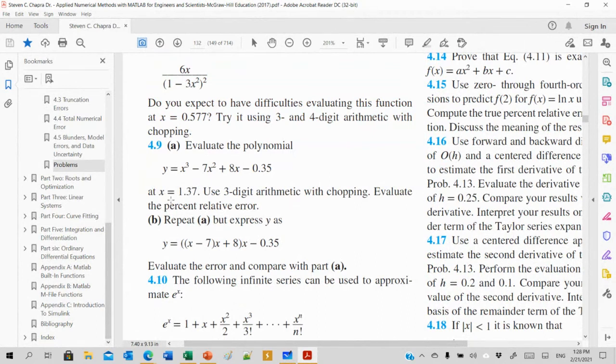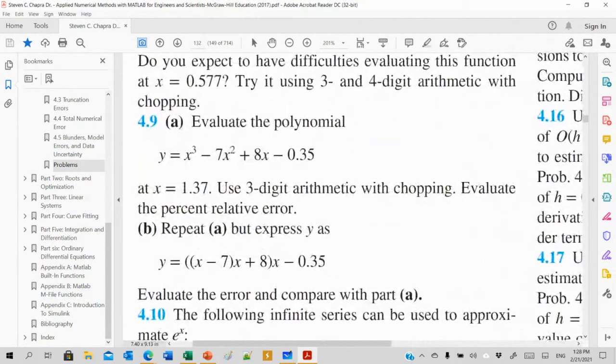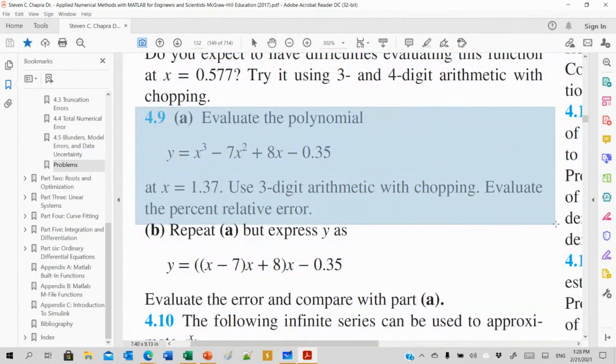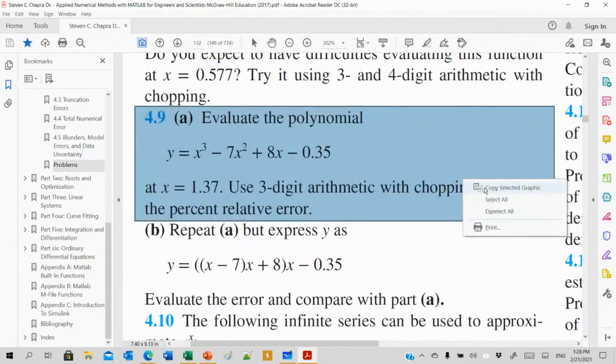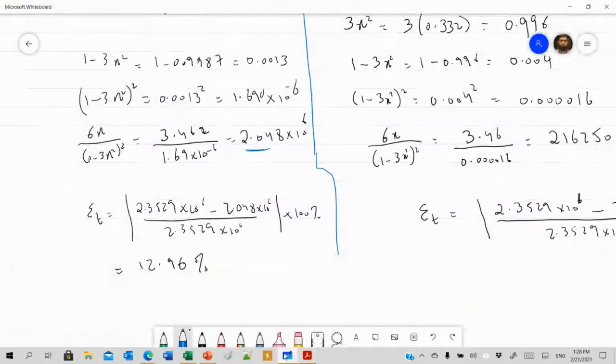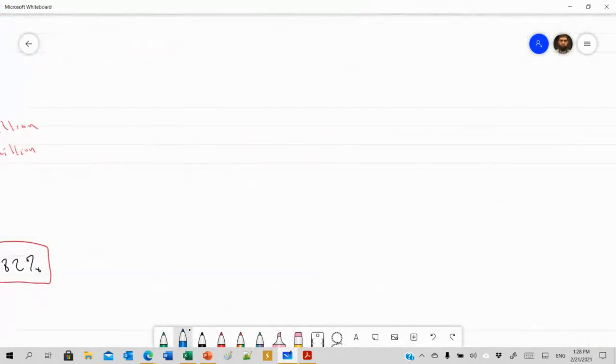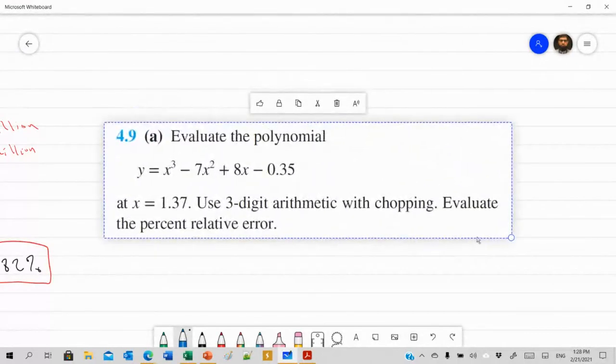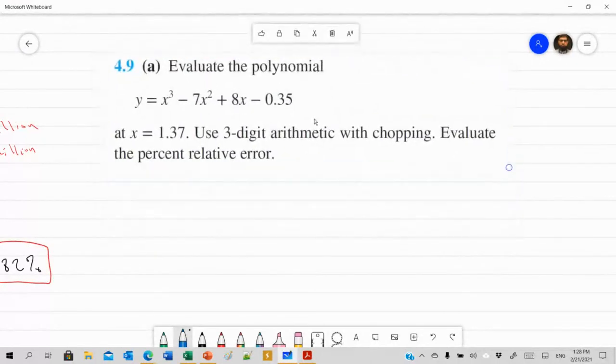I want you to do 4.9 by yourself, please, quickly. Find this value. Let me copy it for you. We'll only do part A. You can start working, please.